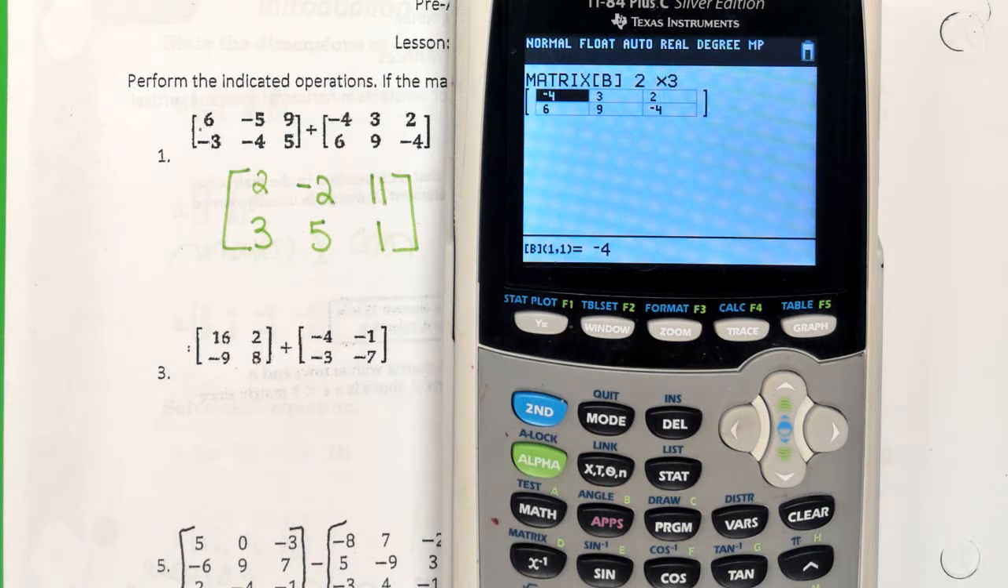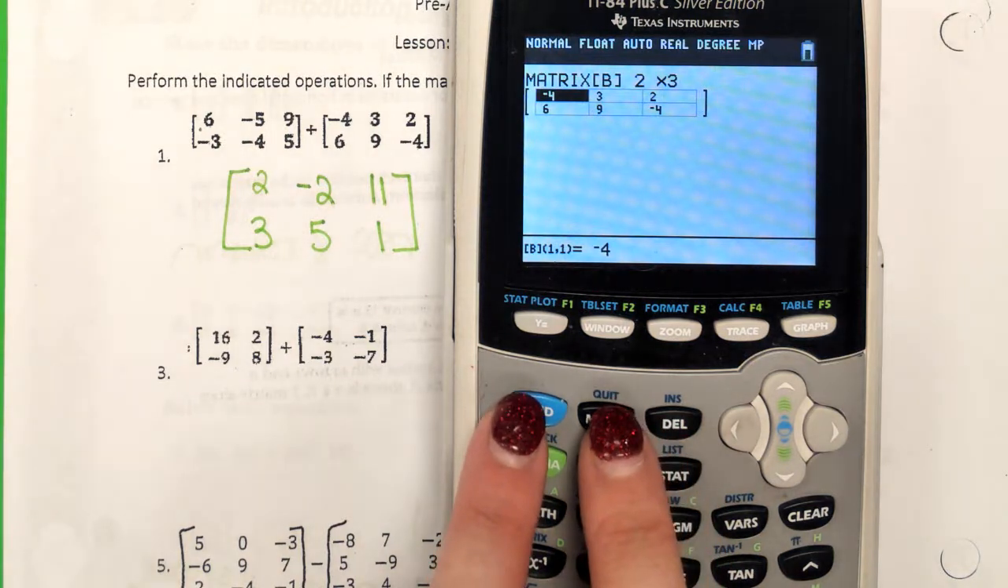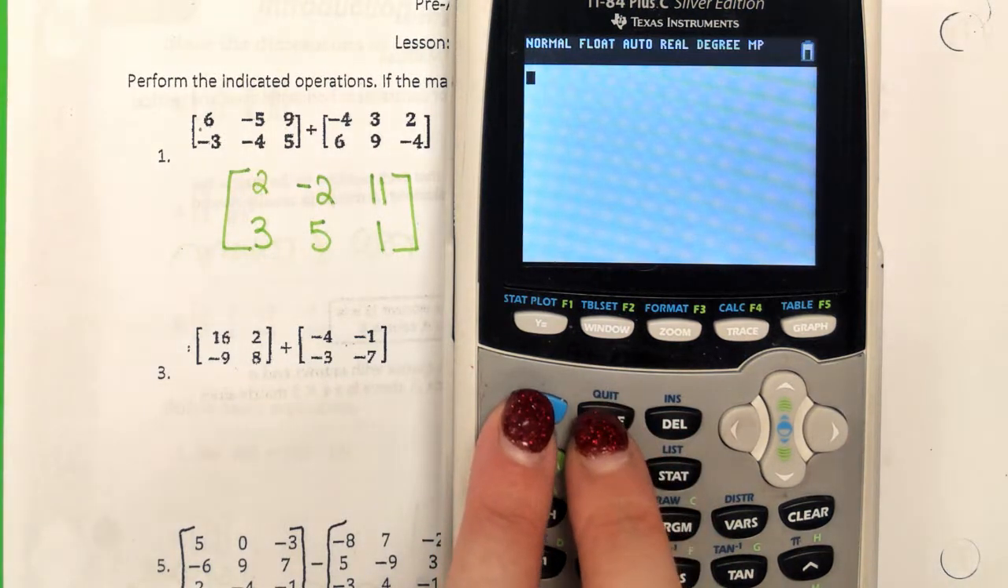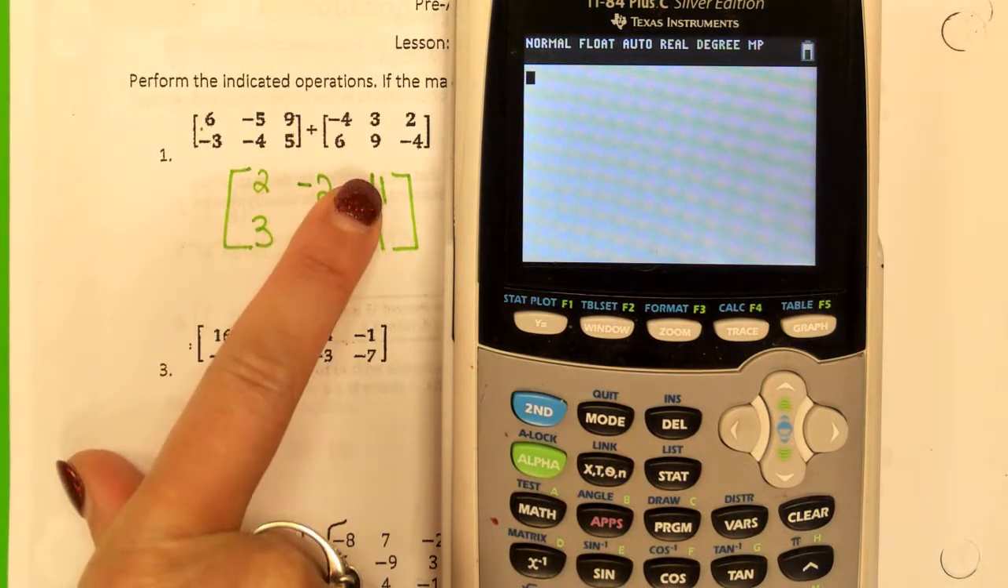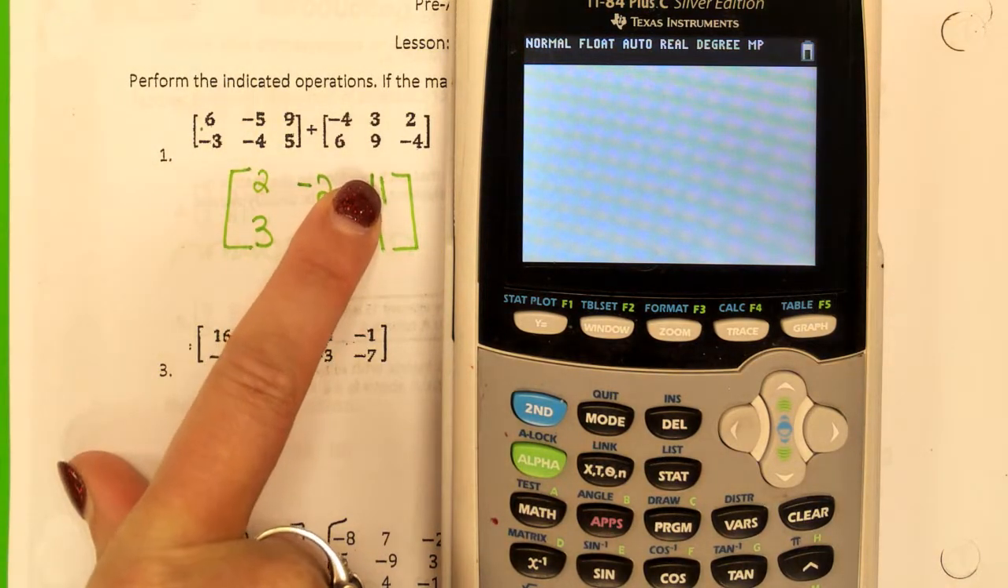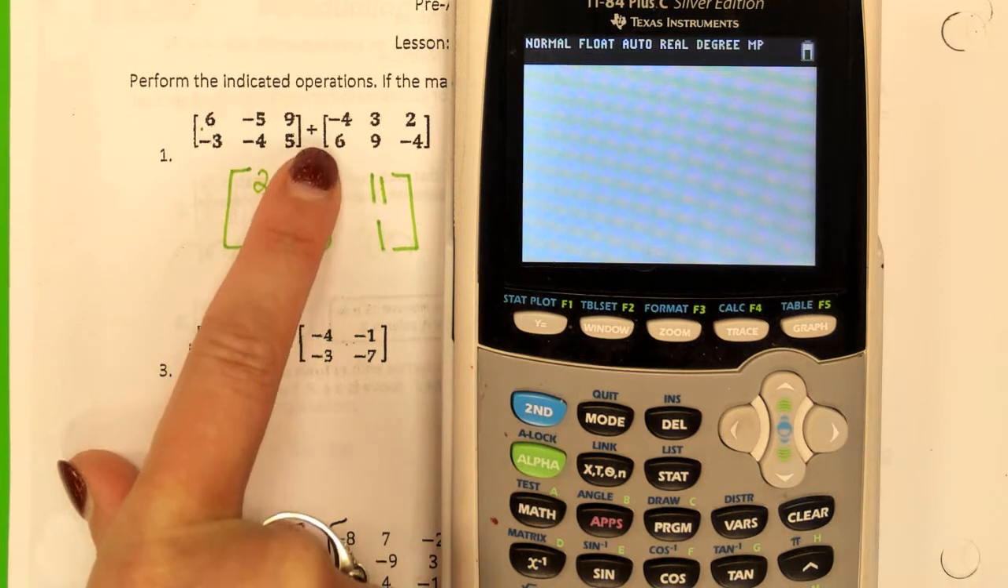All right, now your calculator is in edit mode, right? You have to get it out of edit mode. So you're going to hit second, quit. I know this is a lot of steps, but the more you do it, the easier it gets, okay? Are y'all okay so far? So now we have told our calculator, hey calculator, this is my first matrix, this is my second matrix. So now you have to actually tell it what to do. What do you want your calculator to do?